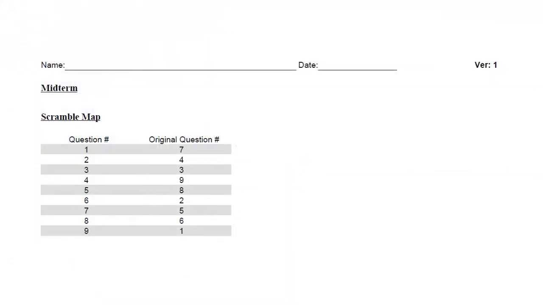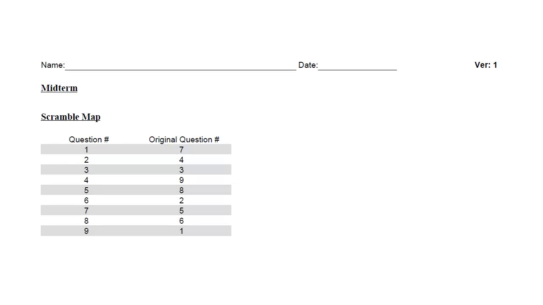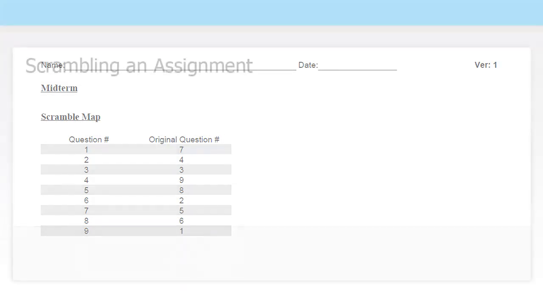When you create a scrambled PDF, it will also contain a scramble map on the last page to help you trace a question in the scrambled version back to the original, or to locate the same question across multiple versions of a printed test.